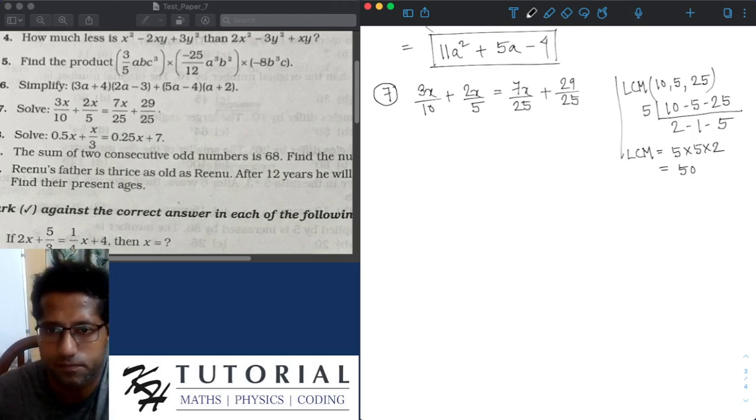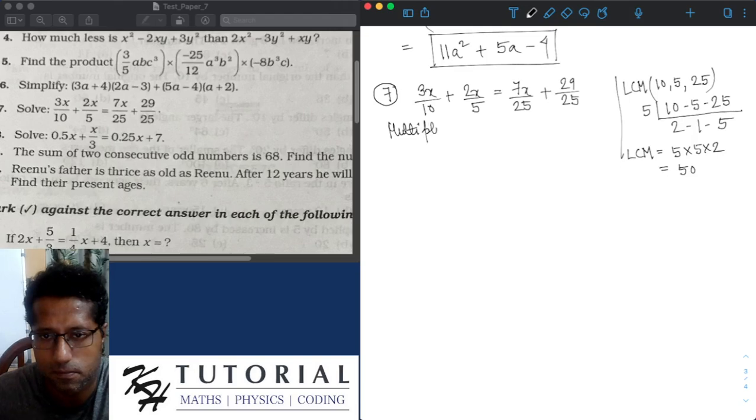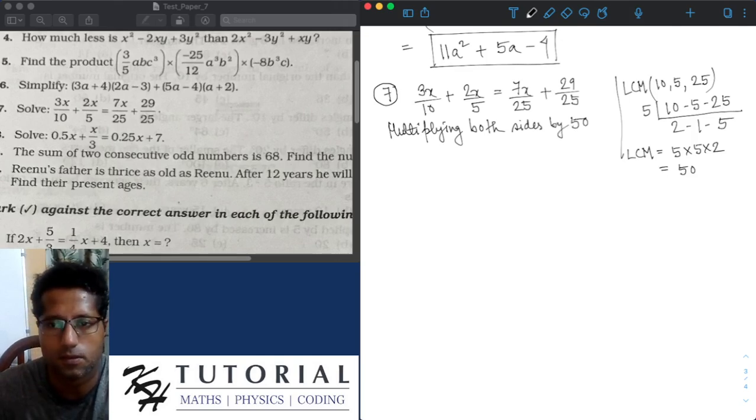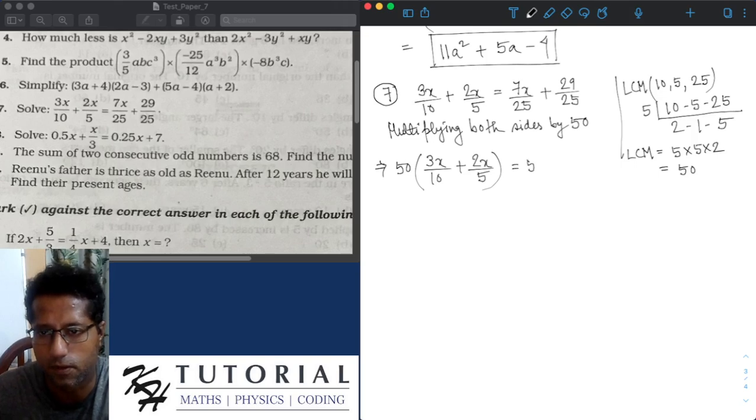Okay, so now multiplying both sides by 50, this implies 50 multiplied by the LHS, that is 3x by 10 plus 2x by 5, equals 50 multiplied with the RHS, that is 7x by 25 plus 29 by 25.